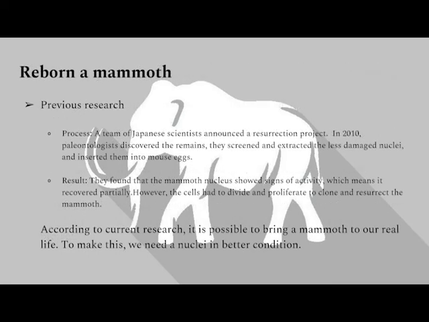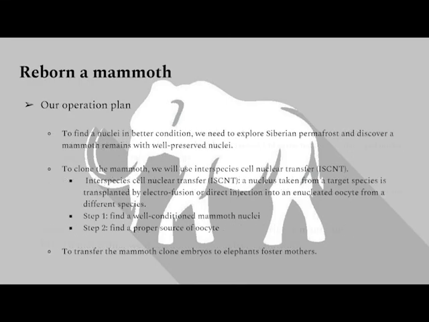Previous research has found that current mammal cell nuclei only show signs of activity, which means it is only partially recovered, but that's not enough. We need the mammal cell in better condition to help us resurrect the extinct species. Therefore, as for our plan, we need to find a well-preserved mammal cell first. Then, find a proper source of oocytes to accept the mammal's nuclei. Finally, we will transfer the mammals' cloned embryos to elephants' foster mothers.